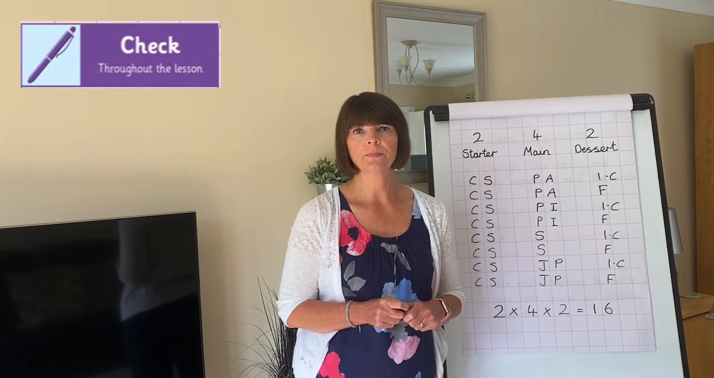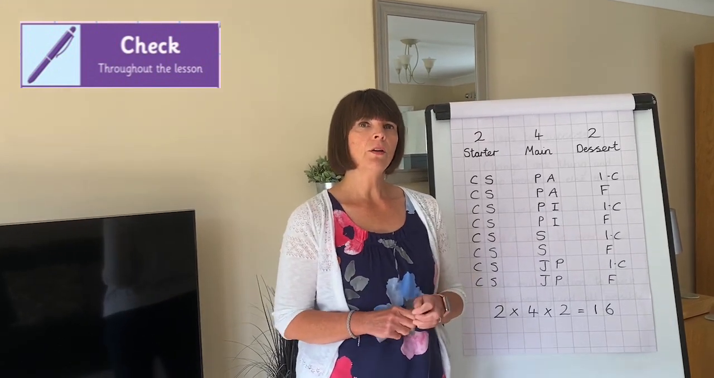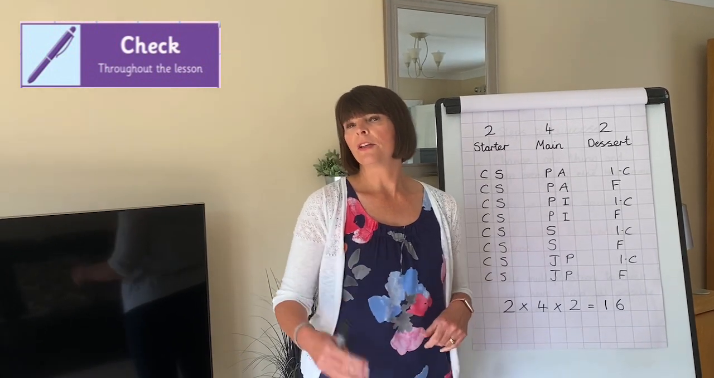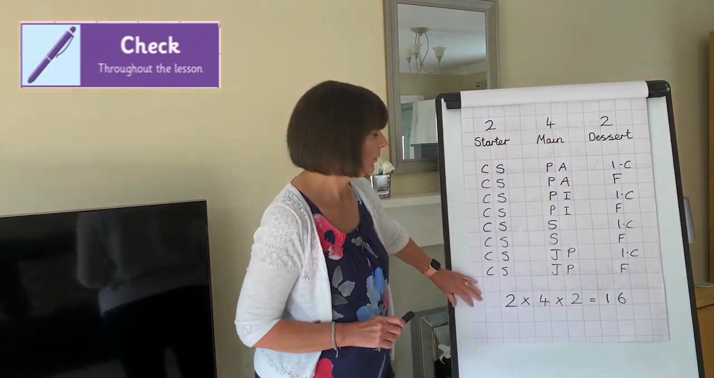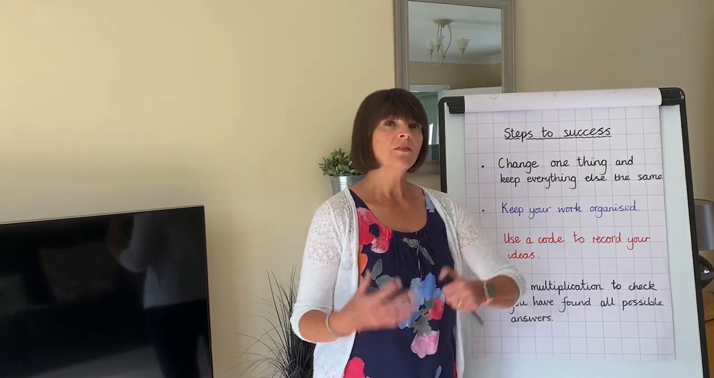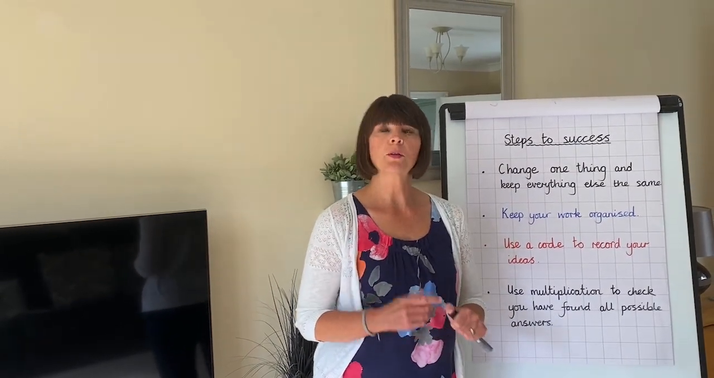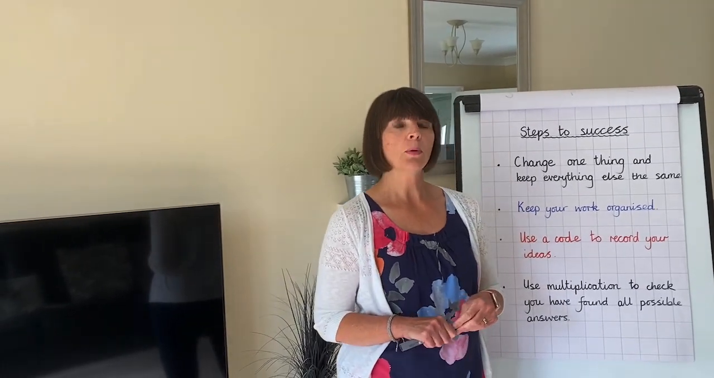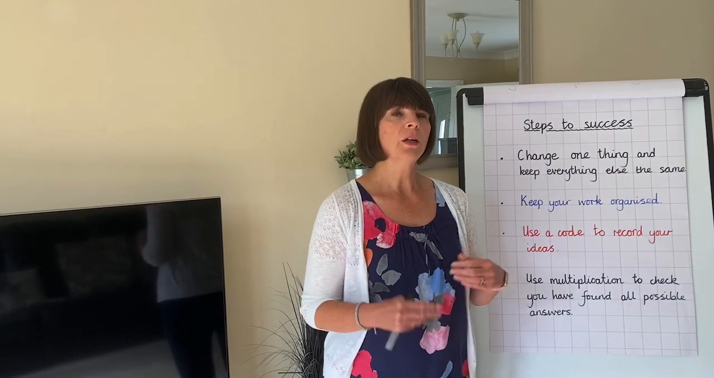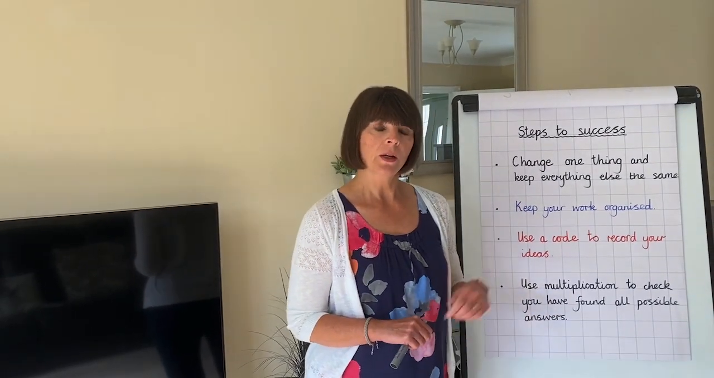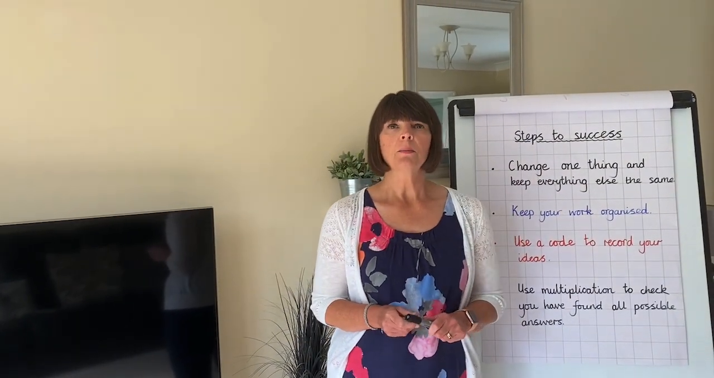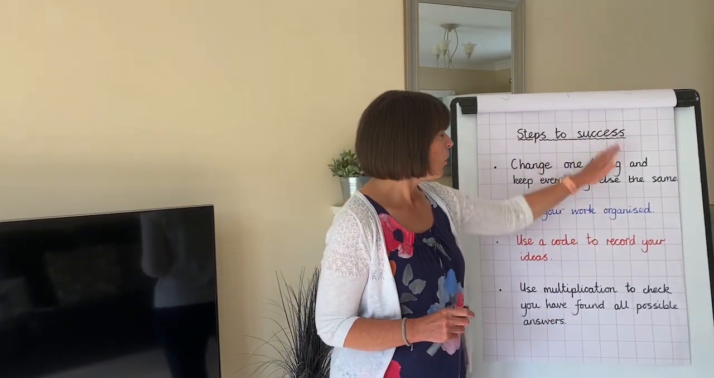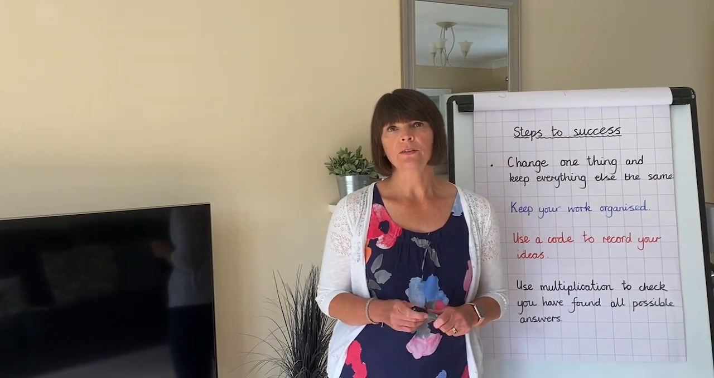Okay, we're going to have a little look now at some steps to success for our learning, because in a moment we're going to have a look at our chilies. So we found the possible answers for the tomato soup, and then you went and found the answers for the chicken soup, and we found that we had 16 possible answers all together, and we used our multiplication to check that. We're going to look at some steps to success now, because in a moment we're going to be looking at your chilies, and we're going to be thinking about what you need to be successful in this part of the lesson.